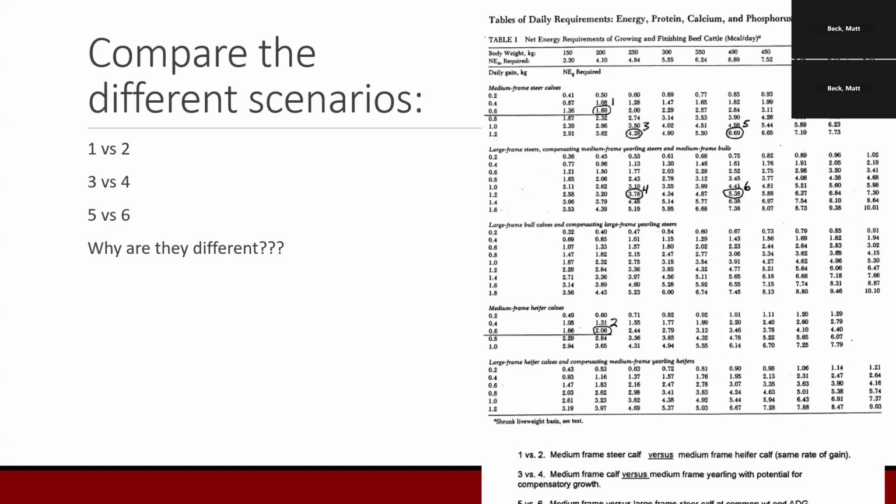So 5 versus 6, medium frame steer gaining 1.2. Oh, that's pretty similar to the last example we did, so we'll ignore that one. But we're going to talk about this again, and this is very important. Last year I had it on every single test. People missed it every time. It drove me nuts. So let's do better.